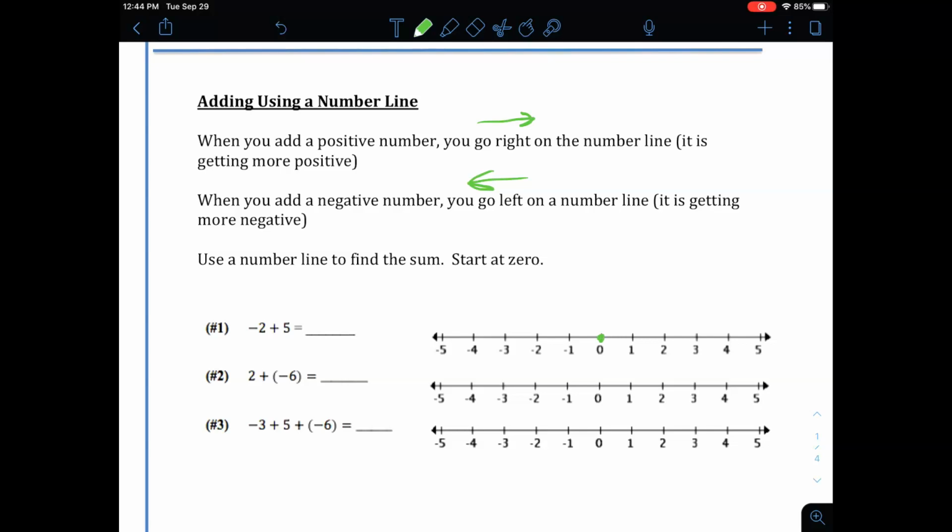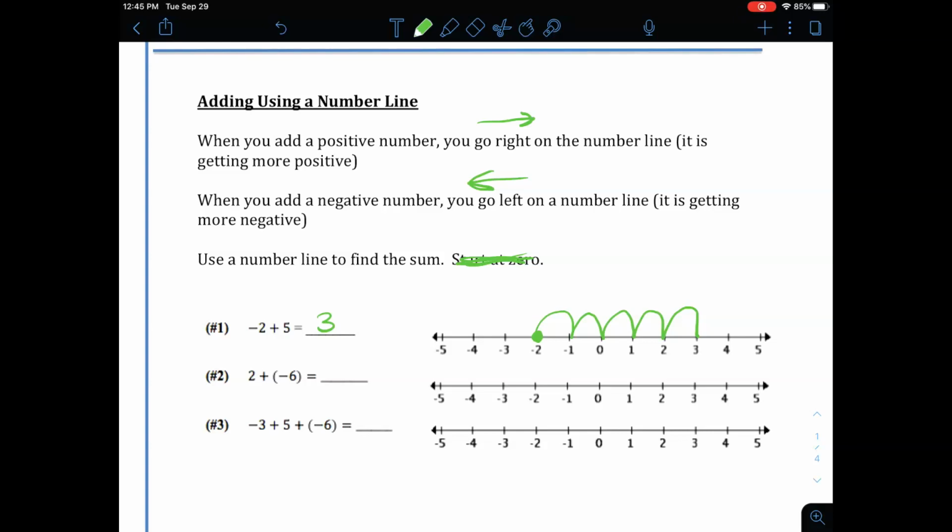We have negative 2 plus 5, 2 plus negative 6, and negative 3 plus 5 plus negative 6. I'm actually going to erase that. I should have changed that. We don't want to start at 0. We want to start at the first number here, okay? Makes it easier. So negative 2 is right here, right? And we're going to add 5. So are we going to go 5 to the right or 5 to the left? What do you guys think? We're going to go 5 to the right. 1, 2, 3, 4, 5. What number do we end up at? We got 3. And negative 2 plus 5, or 5 minus 2, is that 3? That is correct.